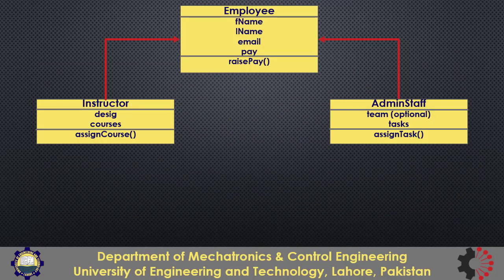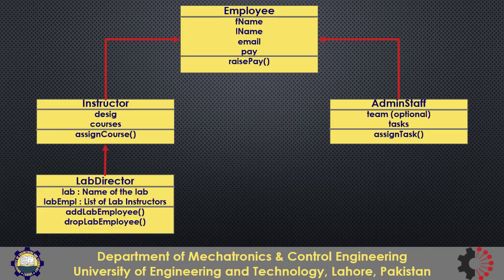In this lesson, we will see multi-level inheritance. This is the UML diagram of the hierarchy we implemented in last lesson. Now suppose that some of the instructors are lab directors as well. So we want to create another class, lab director, inherited from instructor class.